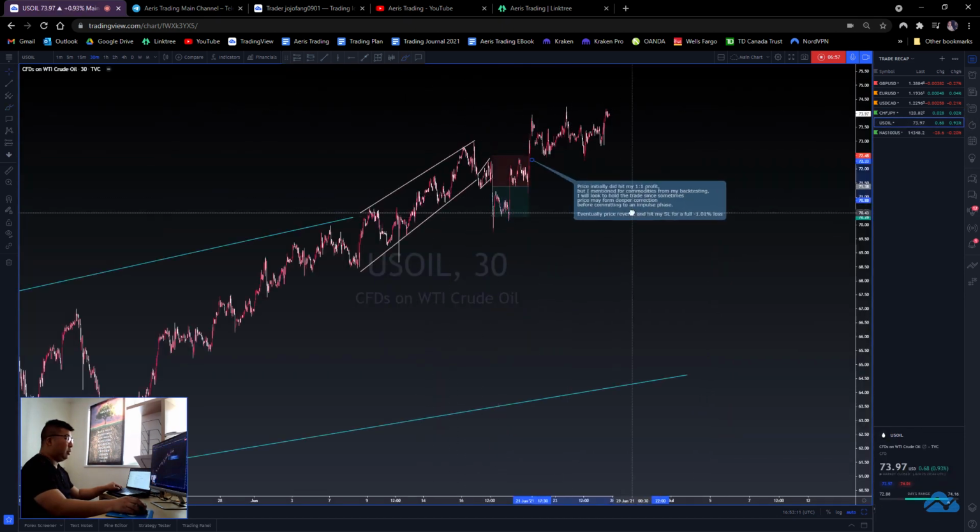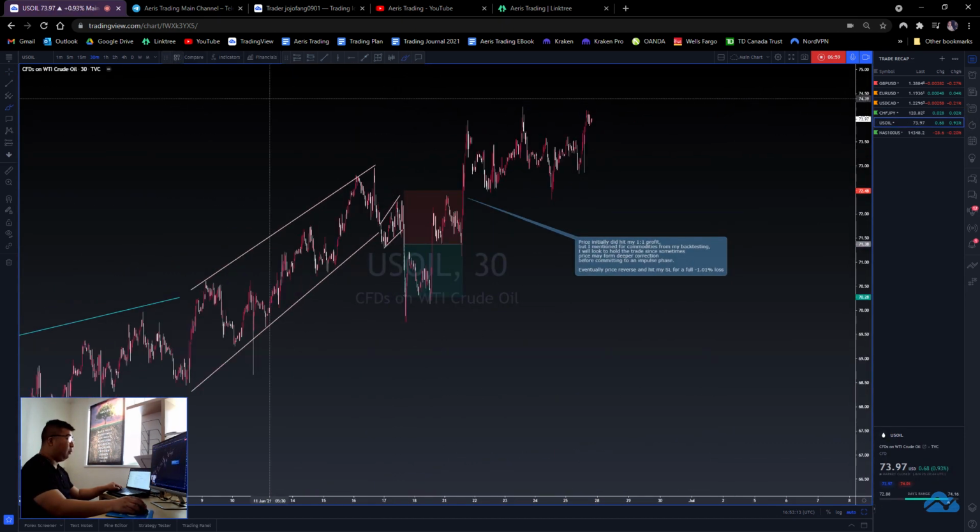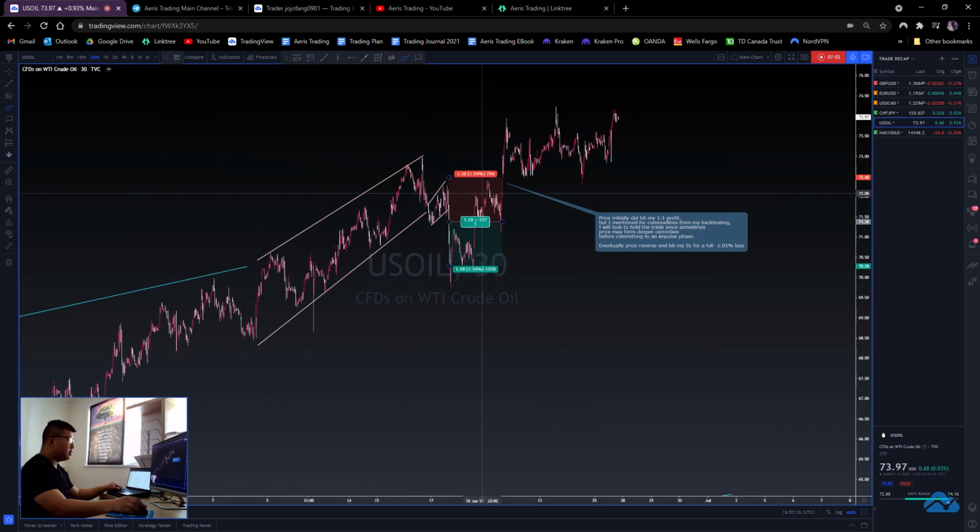Let's look at US oil. US oil actually took a full 1% loss. Talk about this, my management at the time is going to be slightly different.